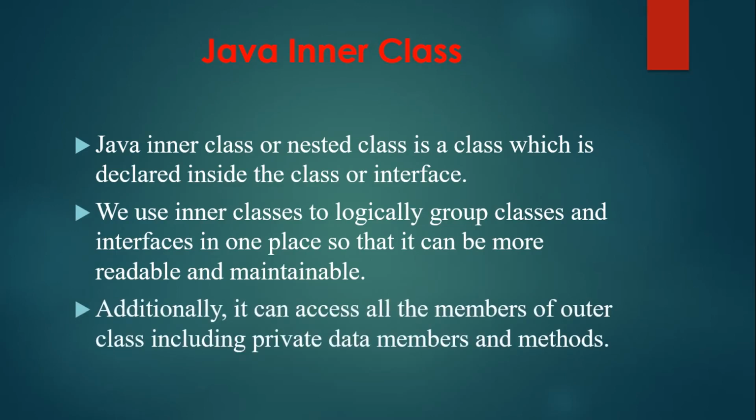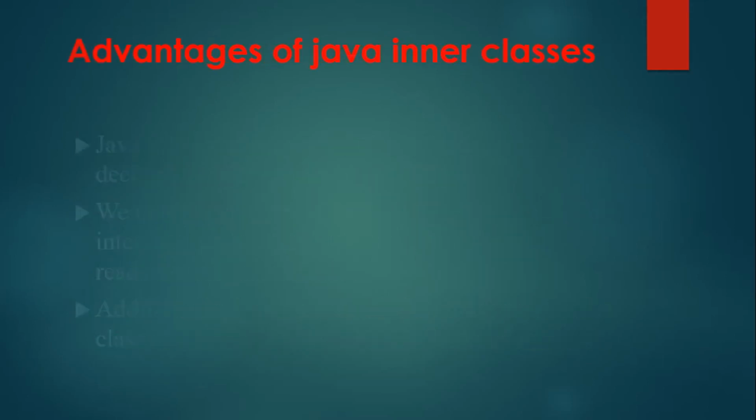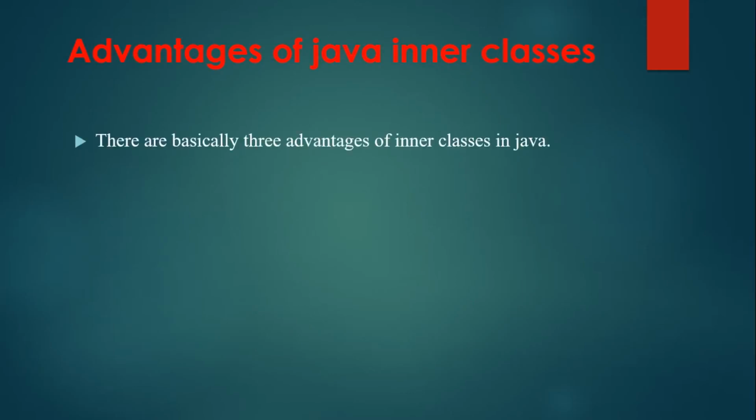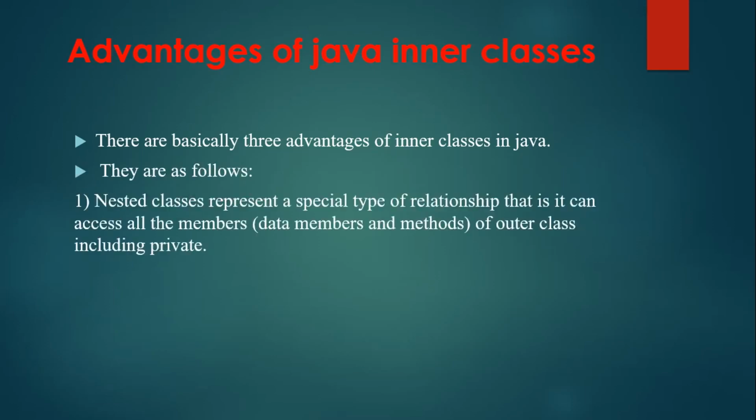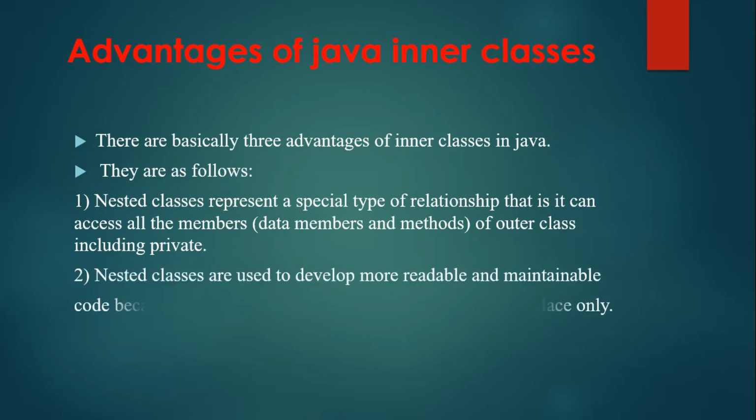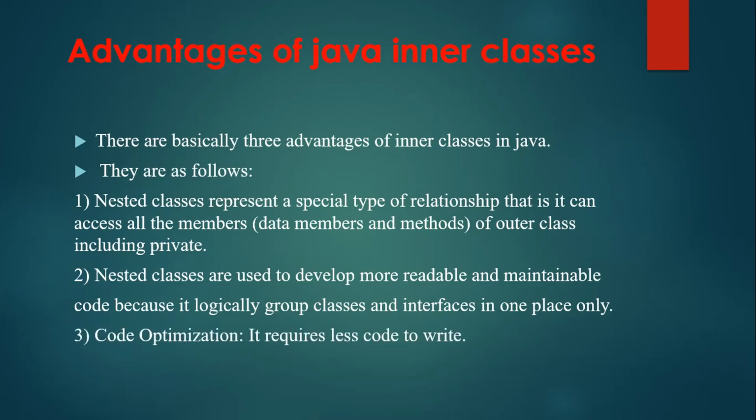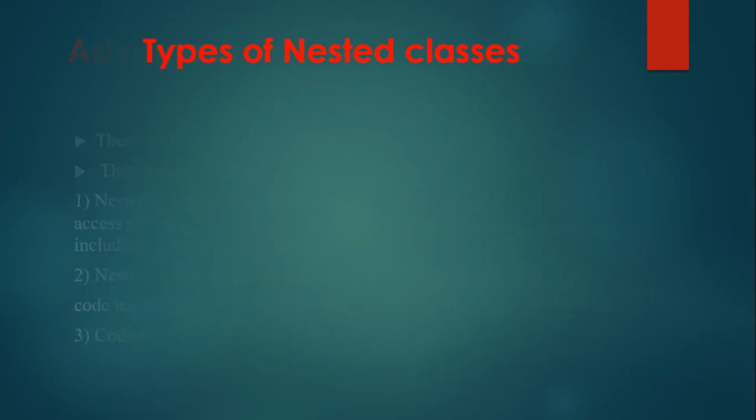Additionally, it can access all the members of the outer class including private data members and methods. So what are the advantages of Java inner classes? There are basically three advantages of inner classes in Java. They are as follows. A nested class represents a special type of relationship, that is, it can access all the members, that is data members and methods of the outer class including private. Nested classes are used to develop more readable and maintainable code because they logically group classes and interfaces in one place only. Code optimization: it requires less code to write.